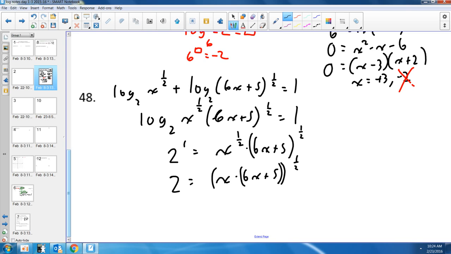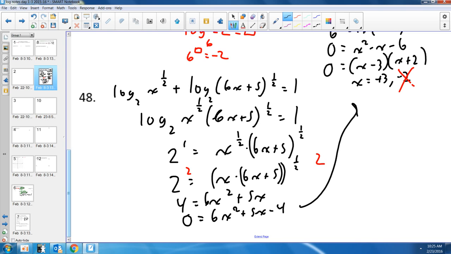That's important because now I can take each side to the squared power, square both sides, and so that becomes 4 equals x. I'll just distribute through 6x squared plus 5x. Then I want to solve for x, 6x squared plus 5x minus 4. That I want to try to factor at this point.